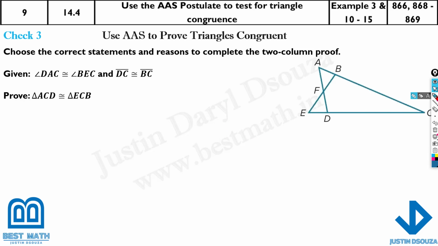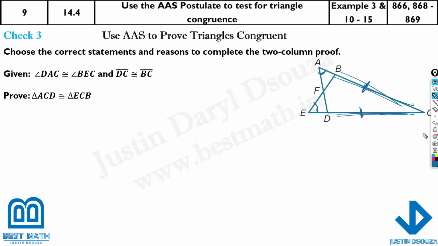How about this problem? It's the same way. Let's see what is given first. DAC is congruent to BEC. These two angles are done. And then we know that DC, can you see this line DC, is congruent to BC. This and this are congruent.